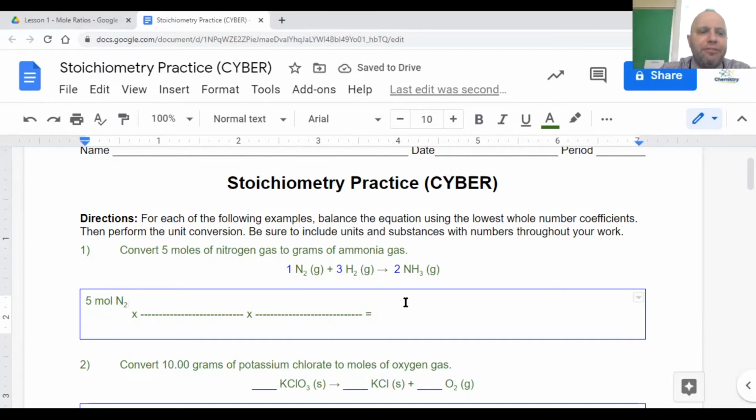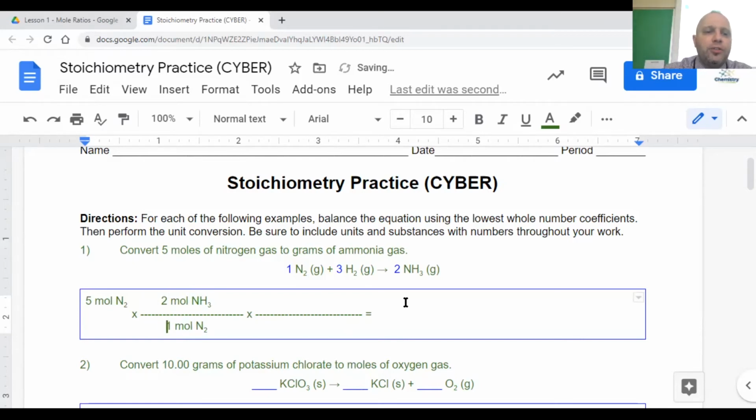So back up to my first line. If I am converting from moles to moles, then the first thing that I want to do here is get rid of my moles of nitrogen. So I'm going to put that on the bottom. So I have, according to my balanced chemical equation, 1 mole of nitrogen. And for every 1 mole of nitrogen that reacts, I get 2 moles of ammonia. Just going to make this look a little neater here.